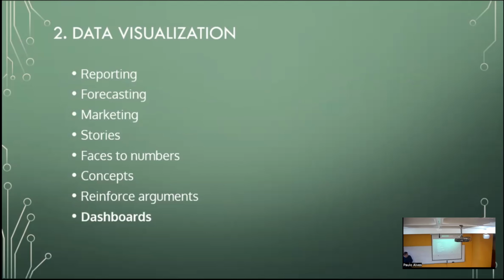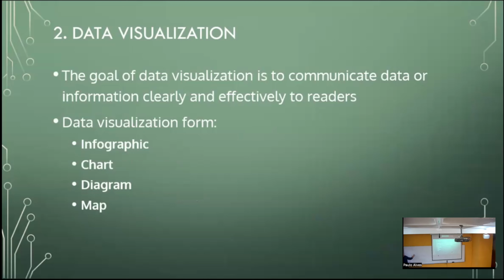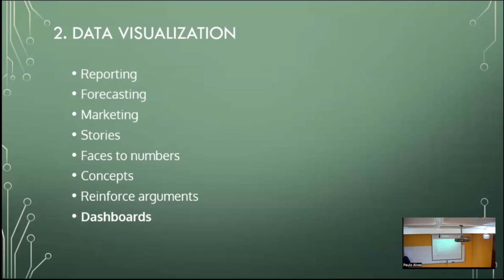Reporting, forecasting, these are different types of organizing information, but they are very important. Marketing stories, faces to numbers, concepts, reinforced arguments, and dashboards. We'll focus today on the first four: infographic, chart, diagram, maps, and then dashboards. Dashboards will compile most of the previous ones that we see.